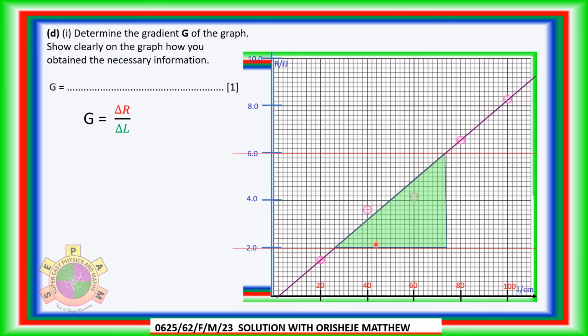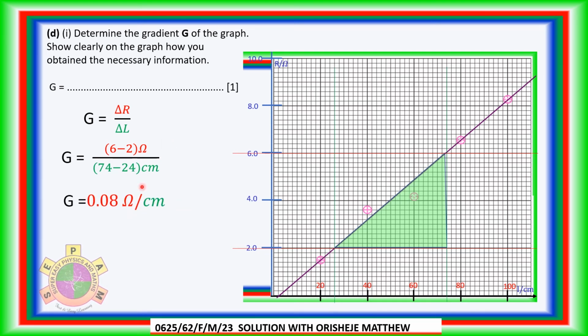So if you look at this, then you can find the run. So what is the difference in the length? So from the beginning to the end here, so you get those values. Then you calculate your gradient.